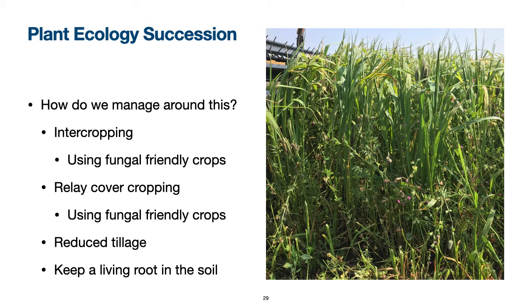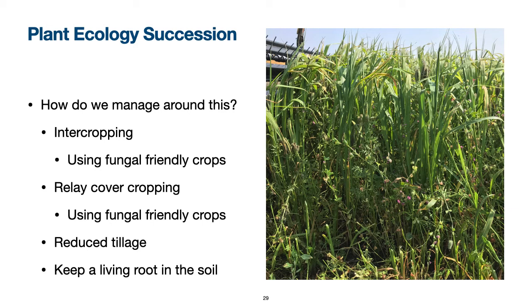So how do we manage around this? We have this field that is tired. We want to take it out, or we just want to put it back into a cropping rotation. How do we keep supporting that fungal to bacteria ratio? Some of the ways we can do it is intercropping, which is a real good way. But when we're doing this intercropping, we want to use fungal friendly crops. We can use relay cover cropping, once again, using fungal friendly crops.